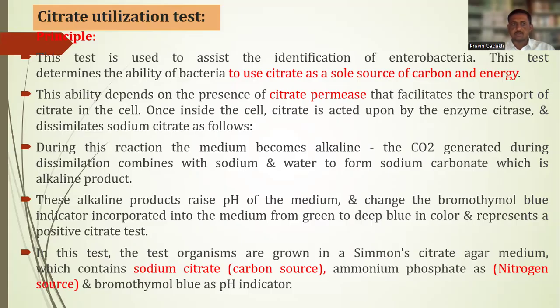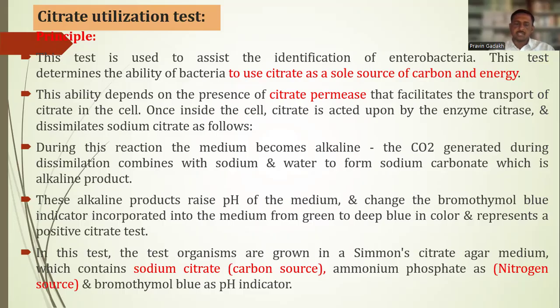The test name itself suggests the organism's ability to utilize citrate as a sole source of carbon. It completely depends on that particular mechanism. This test is used for the identification of enterobacteria, or organisms which belong to the Enterobacteriaceae family. It determines the ability of the bacteria to use citrate, which is present in that particular media, as a sole source of carbon and energy.